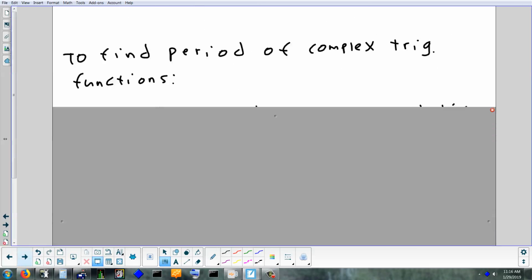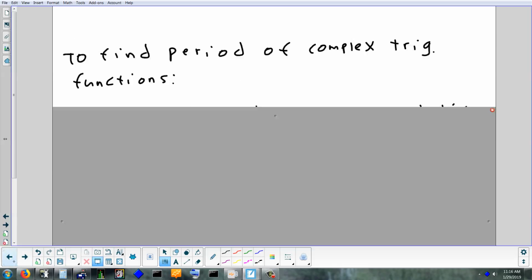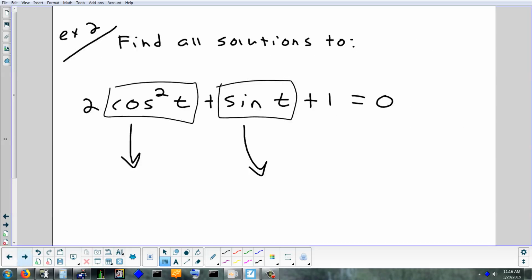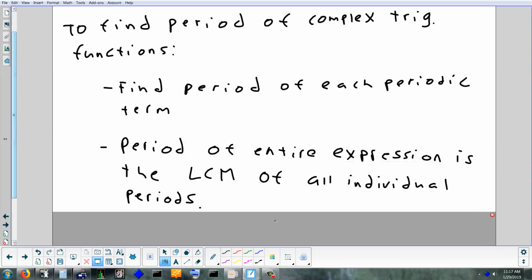All right, so we know how to find, hopefully, the period of a single trig function. Like a single sine, a cosine, a tangent. But what if you have something like this? What if you've got something like this has a period to it, and this has a period to it? So how do you figure out what the period is of that whole thing? Well, the first step is to find the individual periods. Tell me the period of cosine squared, which we don't know yet how to do, and tell me the period of sine. Find each one individually. Then the period of the whole expression is the least common multiple. So the period of your entire equation is the LCM of the individual periods.